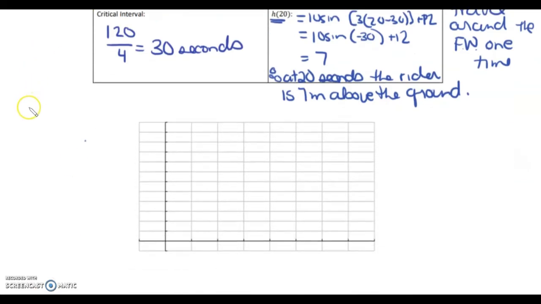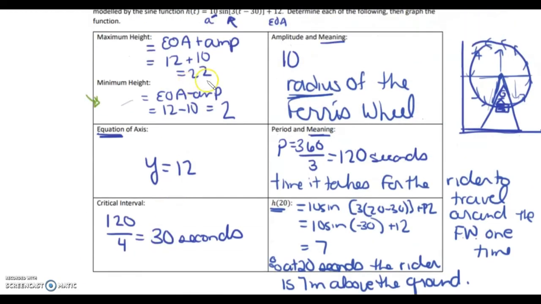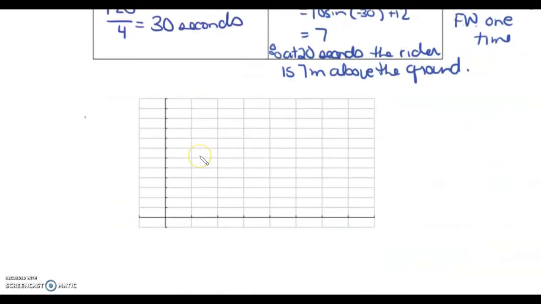So following the algorithm, if we were to graph this, what we want to do is mark off max, min, and equation of axis. So 2, 12, and then 22. So let's go 2, 4, 6, 8, 10, 12, 14, 16, 18, 20, 22. Okay, so here is the minimum, the equation of axis, and the maximum.